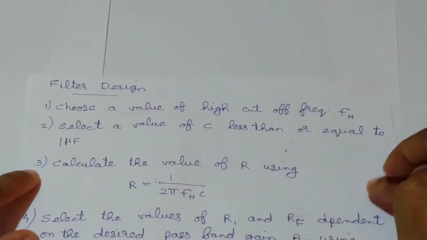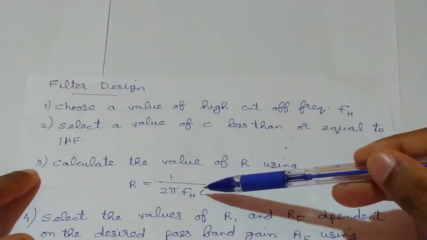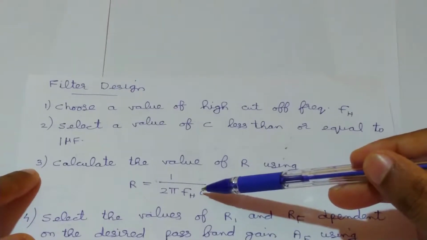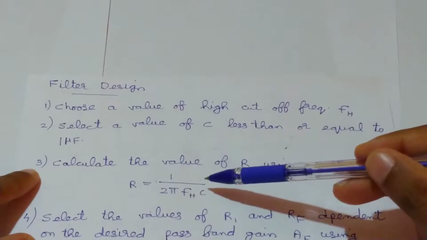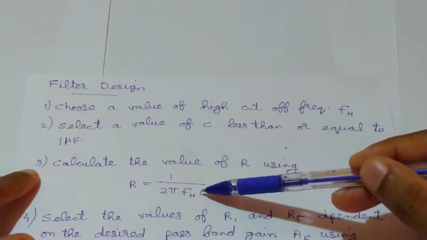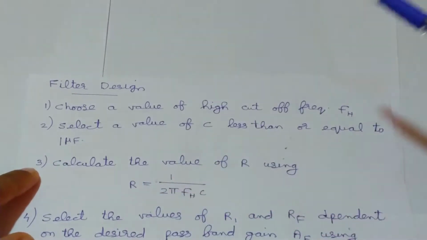Then step 3 is to calculate the value of R using the equation R is equal to 1 divided by 2 pi fh into C. We know the equation for fh is 1 divided by 2 pi RC. Then we have the value of fh and C, so from that equation we can calculate the value of the resistance R.